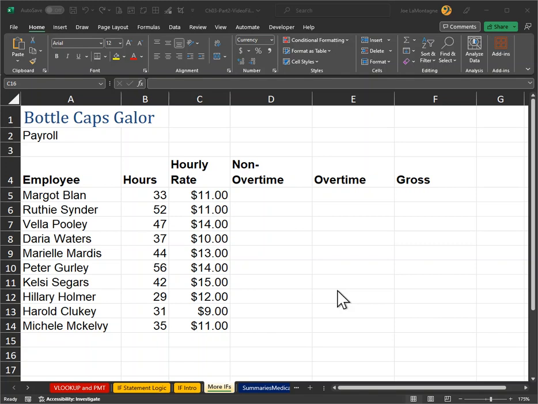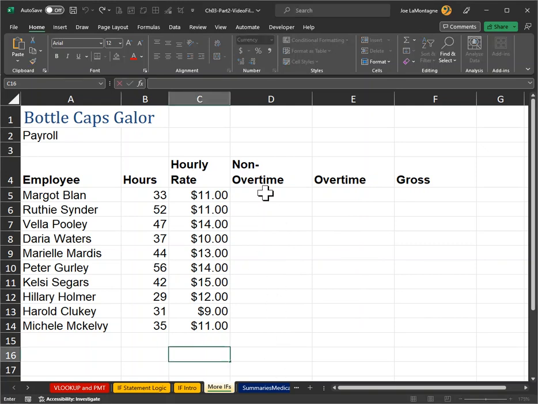Okay, in this example, we're going to do payroll, and we're going to use the if statement to determine the non-overtime, or what we refer to as standard time, and the overtime. In the United States, any time over 40 hours is billed as overtime, which is time and a half. So we're going to use an if statement that's going to calculate the non-overtime hours, and then another if statement that's going to determine the overtime hours. So we'll start with the non-overtime.